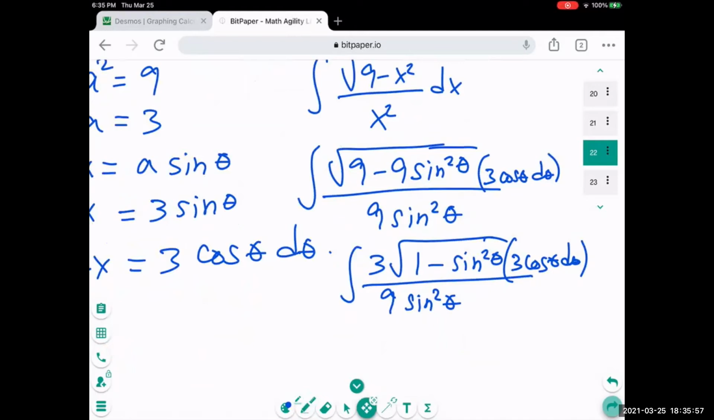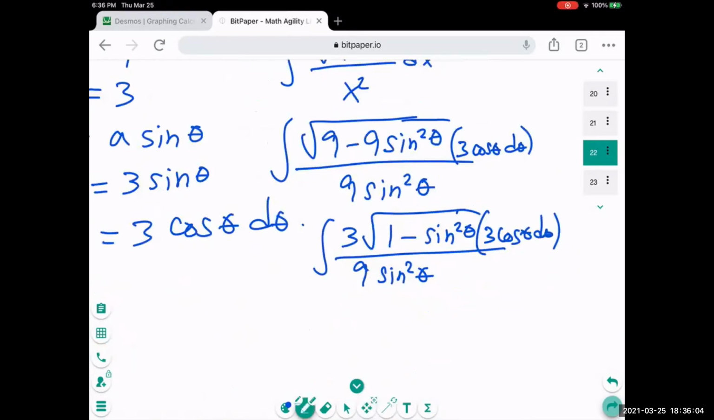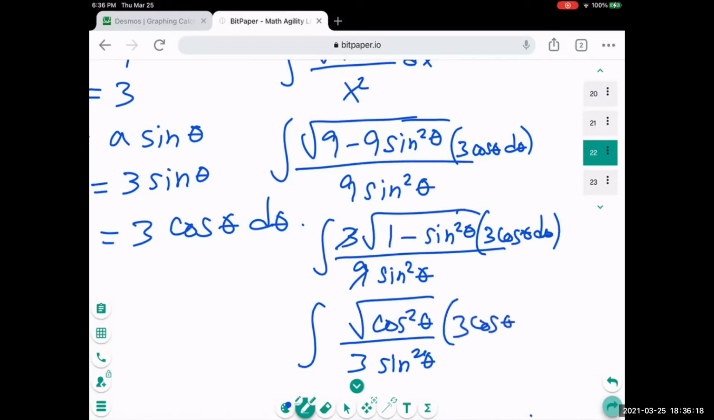So, the 1 minus sine squared theta, according to our Pythagorean identity, is equal to cosine squared theta, right? So, again, this could be simplified. So, magiging 3 na lang sa ilalim sine squared theta. So, square root of cosine squared theta, 3 cosine theta d theta, right? So, kunin natin yung square root ng cosine squared. Yung first cosine squared, magiging cosine theta lang siya, di ba?